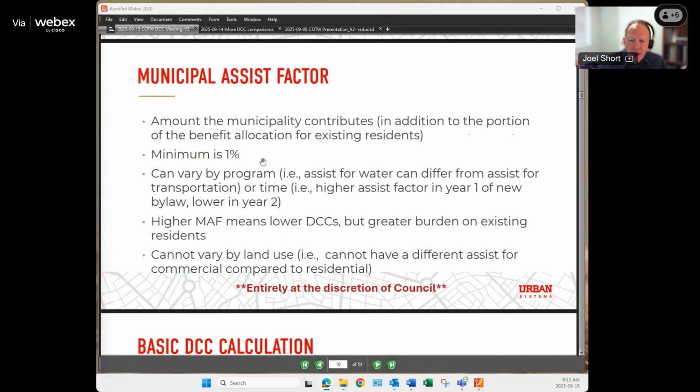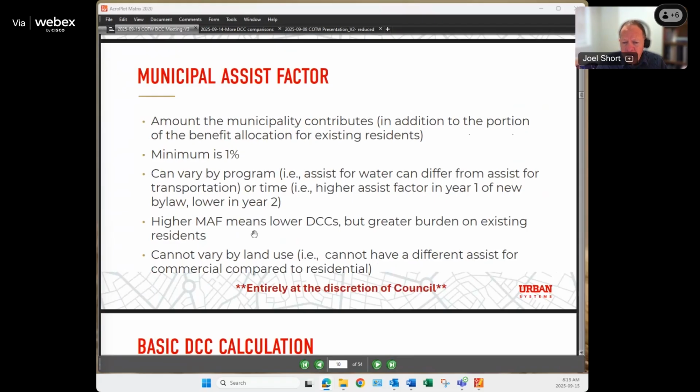Then the municipal assist factor is a completely different thing. This is the amount the municipality contributes in addition to the portion that's allocated to existing residents, and the minimum is 1%. You can vary it by program, like the assist for water can be different than the assist for transportation, or you can vary it over time, like a higher assist factor in year one of a new bylaw and lower in year two if you're phasing in DCCs like you did the last time you updated your DCCs.